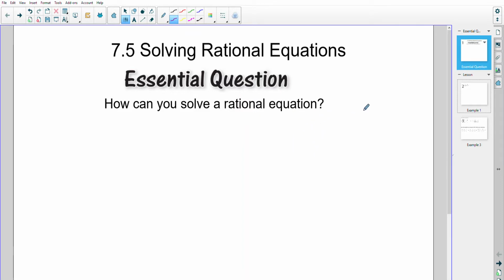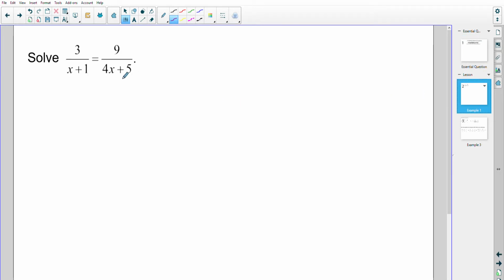7.5, solving rational equations. So the easiest one is where you have a proportion. There aren't any other numbers added in. A ratio equals a ratio. All you do here is cross multiply. So 12x plus 15 equals 9x plus 9.